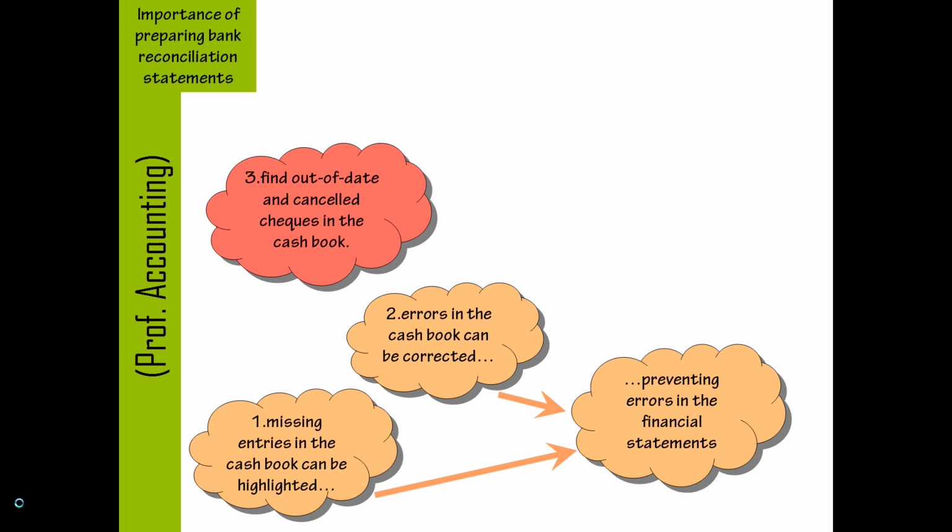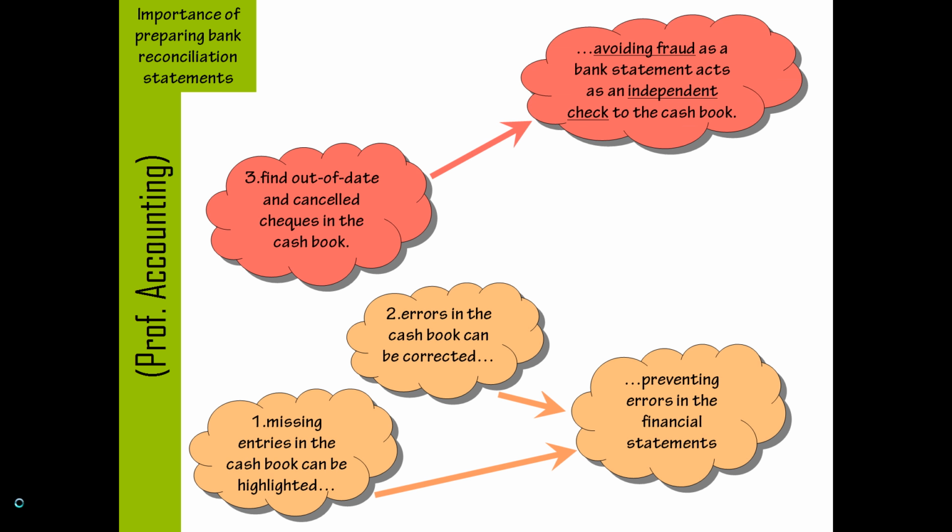Linked to that, if any checks have been cancelled or are out of date, it's avoiding fraud, and that could be from external parties or even internal parties, employees for example, as bank statements can act as an independent check to the cash book. Nice statement there that exam boards, especially AQA, do like to hear. The role of the bank in this case is as an independent checker. They're not actually connected to your business, and they are providing reporting information about your bank account, which you can use as an independent check to verify what your records state.